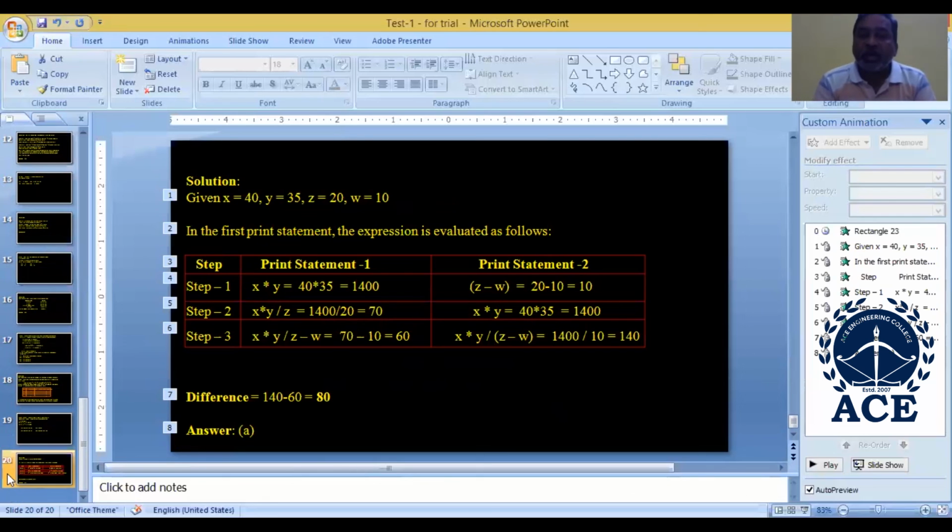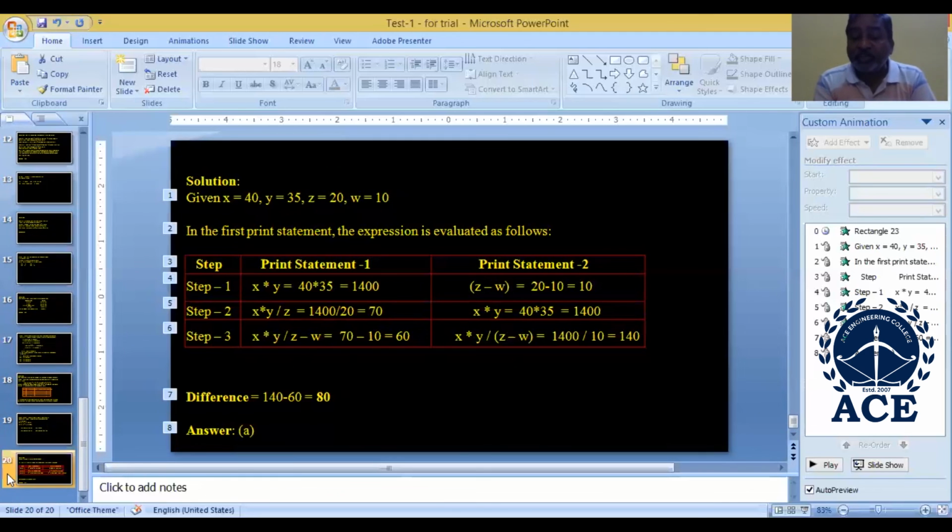In step 1, x star y is computed first because there are no parentheses and precedence is multiplication. But in print statement 2, z minus w is computed first. We'll go through print statement 1 first. x star y is 40 into 35, that is 1400. x star y by z is 1400 by 20, that is 70. Lastly, step 3, x star y by z minus w is 70 minus 10, that is equal to 60. Now, come to the second statement.